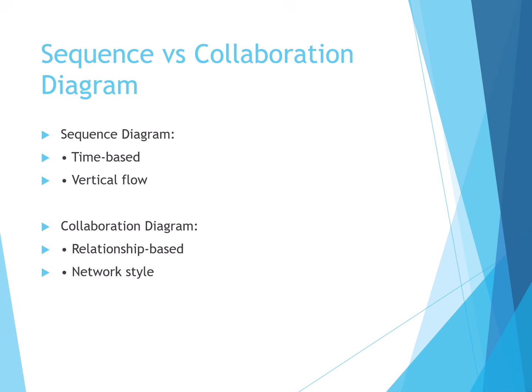Now let us compare the sequence and collaboration diagrams. So here is the core difference. A sequence diagram focuses on time and order, with a vertical flow, whereas a collaboration diagram focuses on relationships, in a network style. So they both tell the same story, but from two different camera angles. One is linear and the other is relational. Okay.